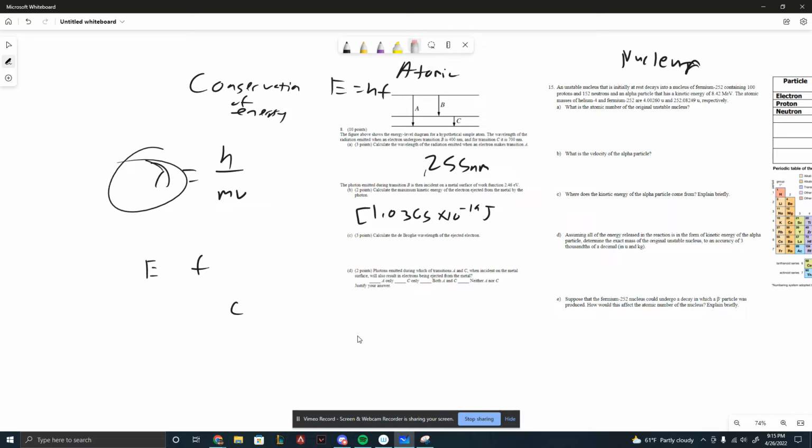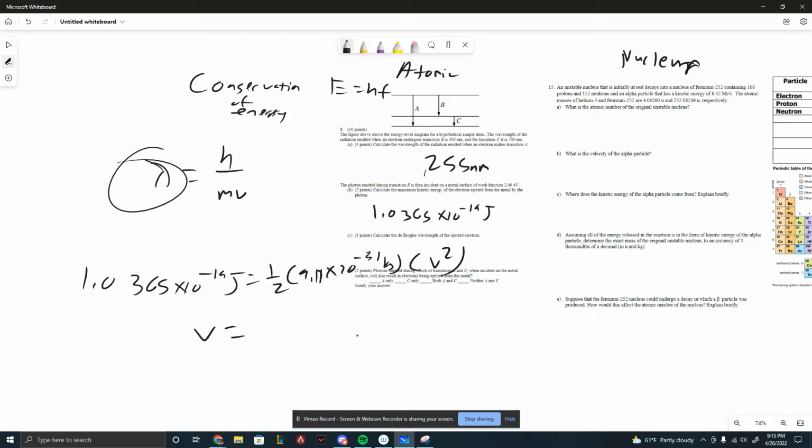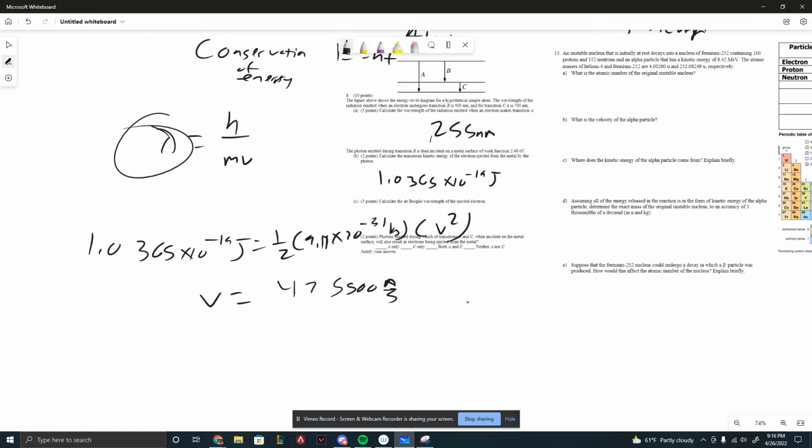So let's do this. We do know the mass of an electron. So instead, we're going to use the kinetic energy we just solved for, times 10 to the negative 19 joules, and solve for the speed it's going. The mass of an electron is 9.11 times 10 to the negative 31 kilograms, and we're going to solve for v. The velocity we're going to get is something around 4.755 times 10 to the 5 meters per second.